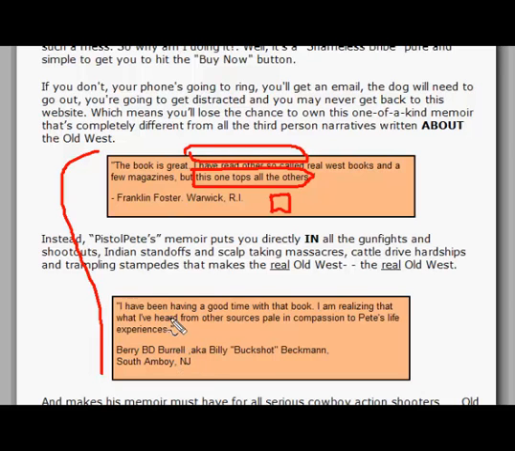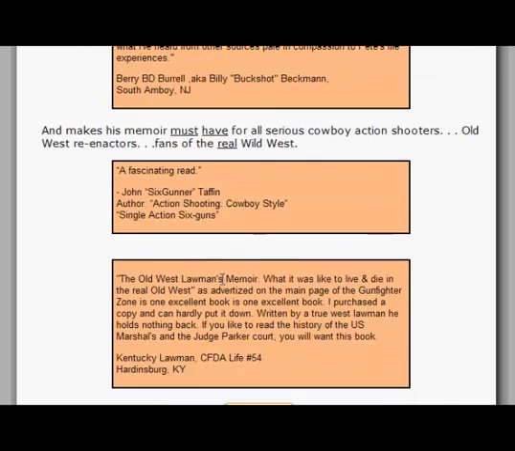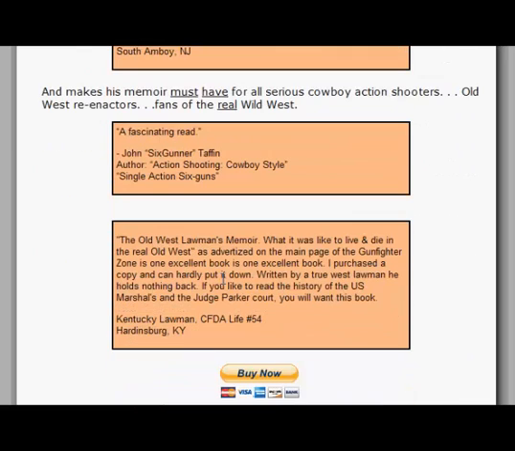I've been having a good time with that book. Other sources pale in comparison to Pete's life. I think this will be maybe comparison. So what I'm saying here is that you want to look at the testimonial and give the testimonial a headline, just like your letter.